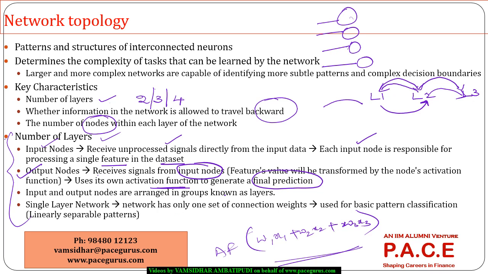The input and output nodes are put in the form of layers. Input nodes are in one layer, and the output is in another layer. If there is nothing intermediate and I am linking all of them directly together, then this is called a single layer network. Only one set of connection weights, all inputs directly linked to the output. These are called linearly separable kinds of patterns. We are not bringing any hidden layers in here. It's a straightforward single layer network.